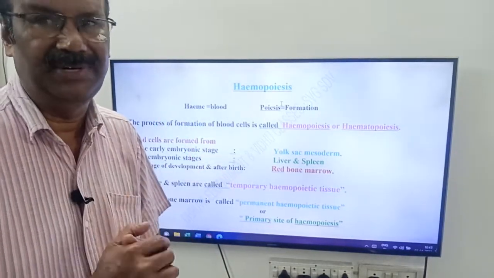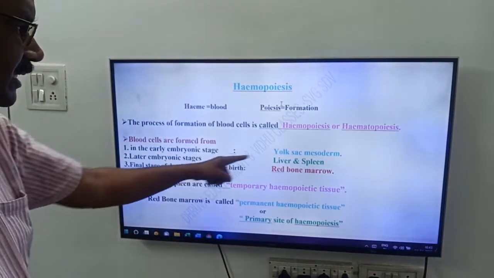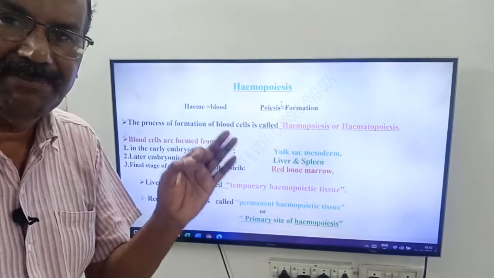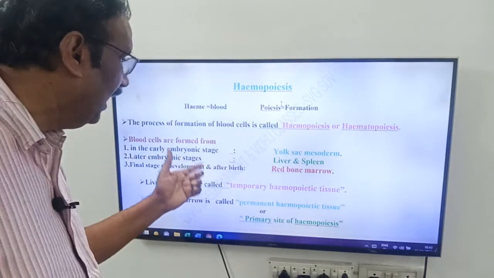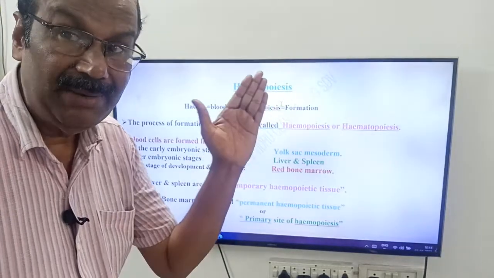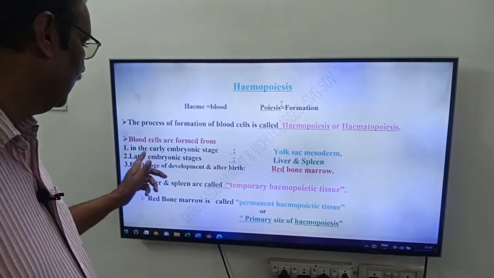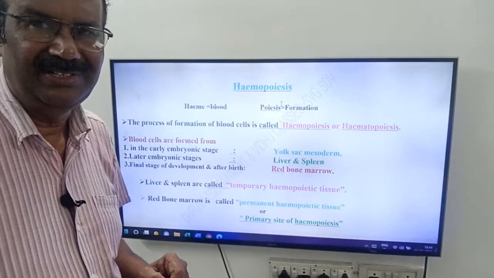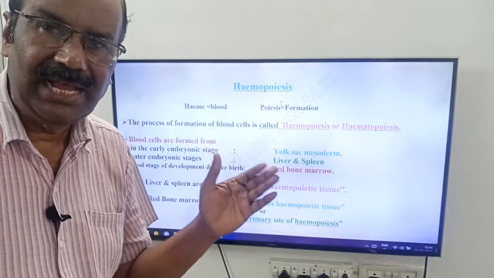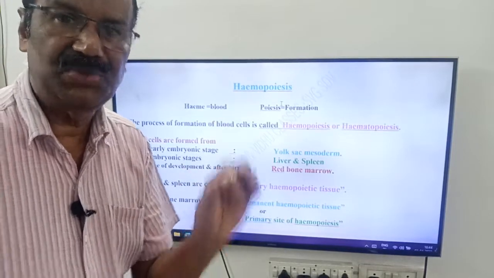Now this is important friends. Blood cells are formed, first, in the embryonic stage, from yolk sac mesoderm. Friends, in the embryonic stage, the blood cells are formed from whom? Yolk sac mesoderm. Next, in the later embryonic stage, from the liver and spleen.